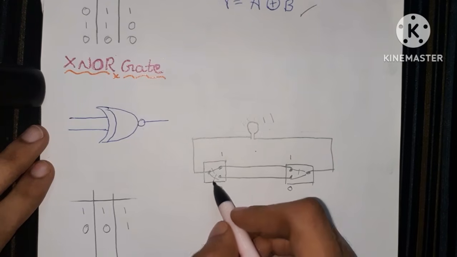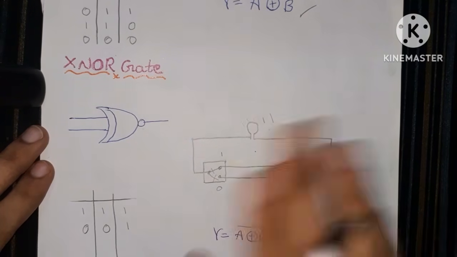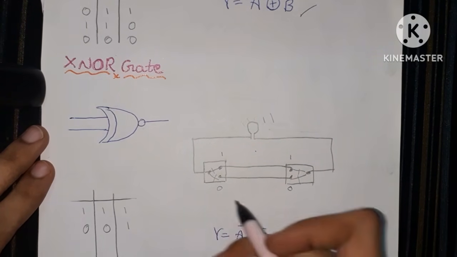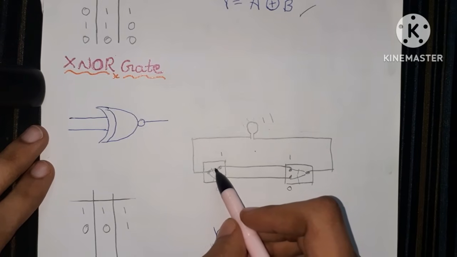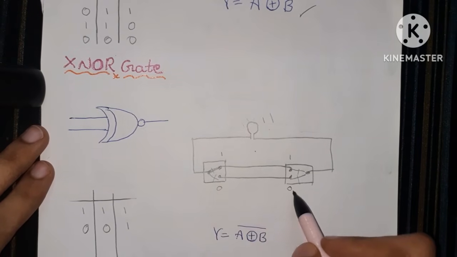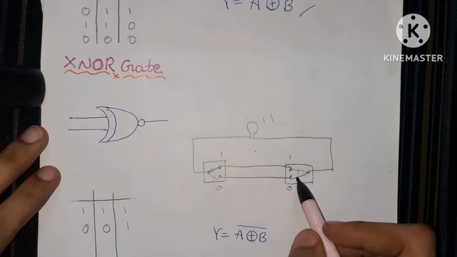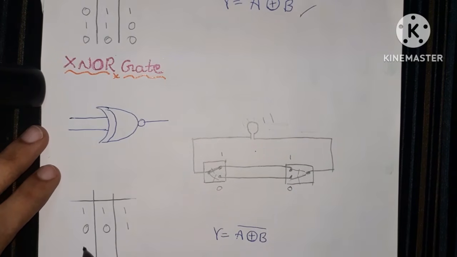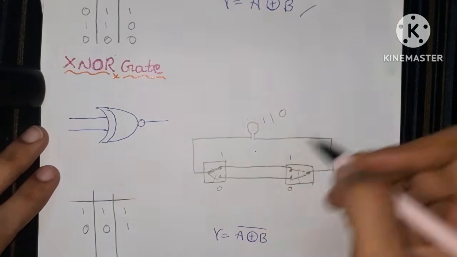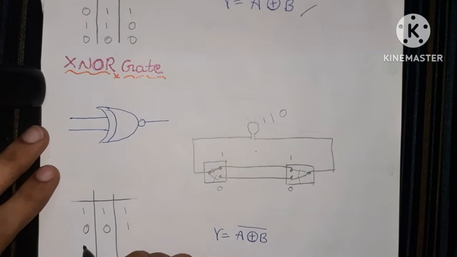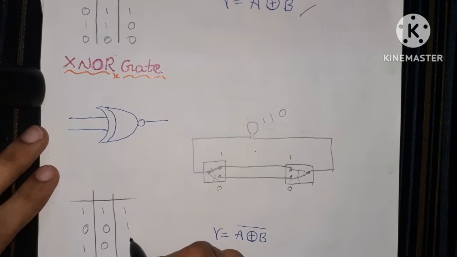Next, I have opened this circuit and I have closed this 1 and I have closed this 0. Now what do you think, will the current flow? No, definitely not. The bulb will not glow here. So if it is 1 and 0, then it will be 0. Same vice versa. If it is 0 and 1, the bulb will not glow.